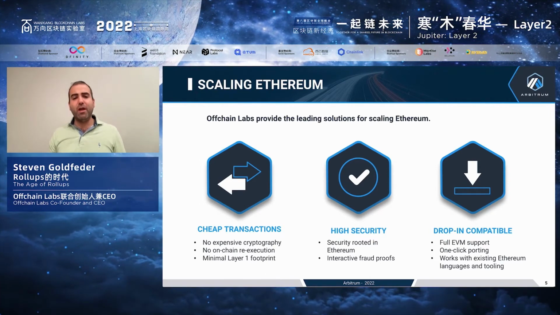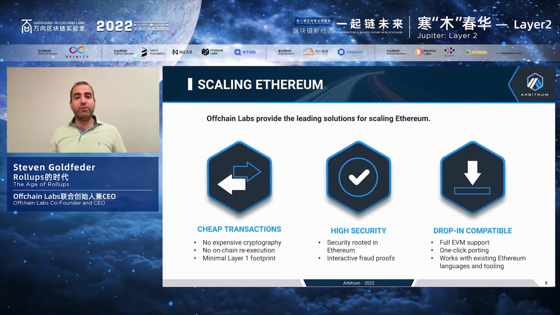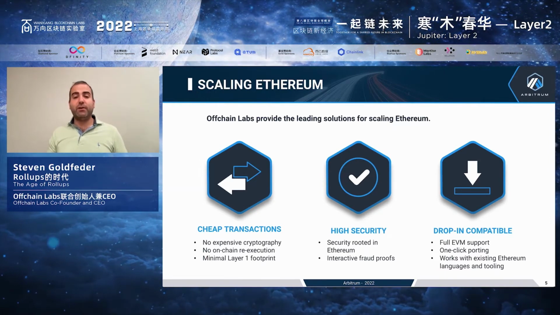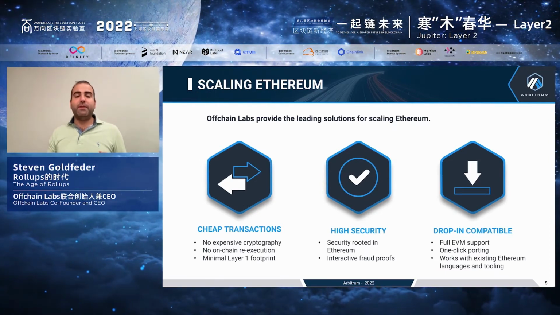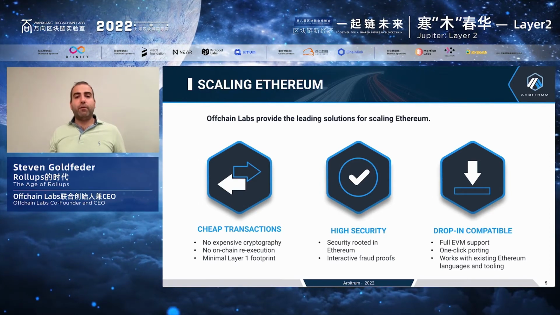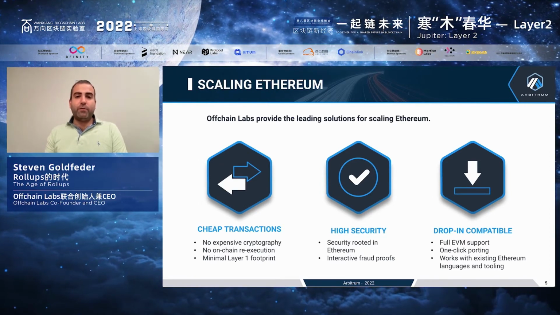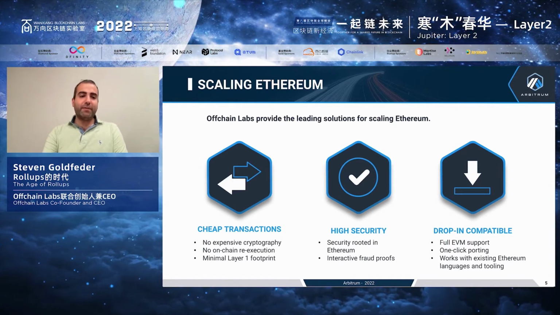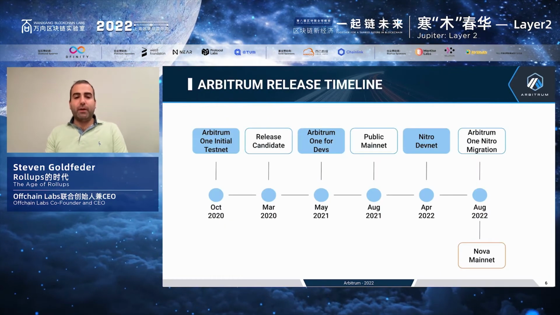And these are the three core tenets that we have to scaling. So cheap transactions, but not at the expense of security. Cheap transactions, high security, and also drop-in compatibility. That is to say that we are fully compatible with Ethereum, and both developer and user tools just work right out of the box. Now let's take a look at the Arbitrum development timeline.